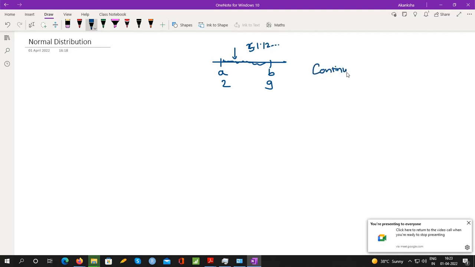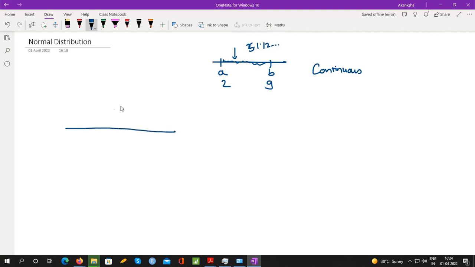Such random variables which take values in some interval are known as continuous random variables, and we go for continuous distribution to study probabilities associated with such random variables. And one of the very important continuous distributions is the normal distribution. We are going to study it in detail because whenever we do any further exercise in statistics like testing of hypothesis, then we need the normal distribution.